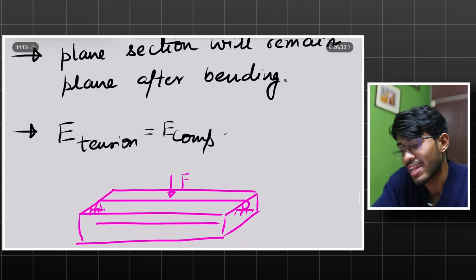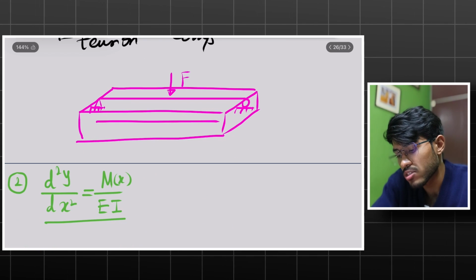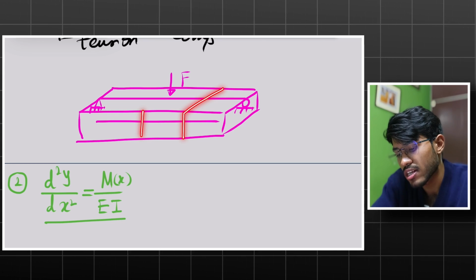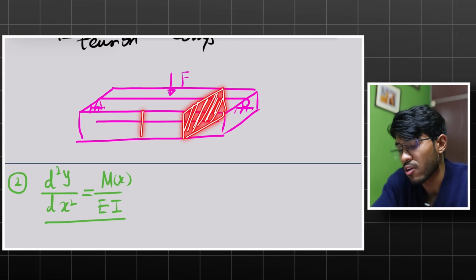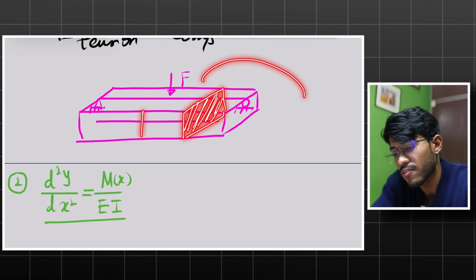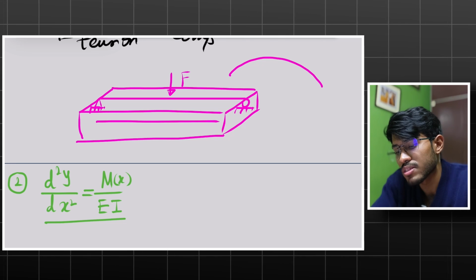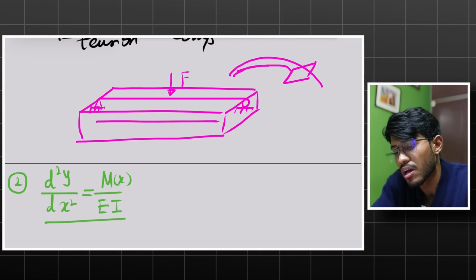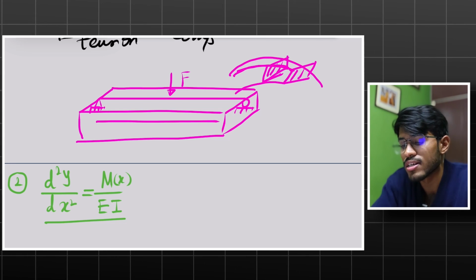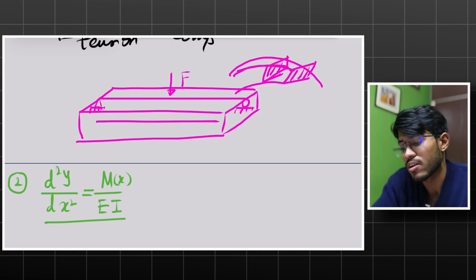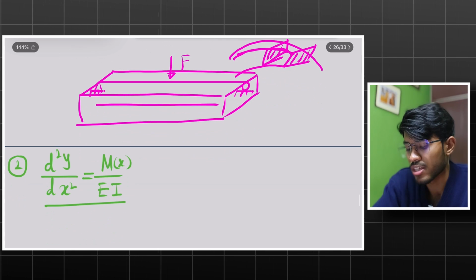And now the plane section will remain plane after bending. So what does this mean? If I have a section here which was plane before any kind of bending, after bending also it will be plane. If this is my bending plane, the beam will be something like this, but at every section, if it was plane earlier, then it will be plane after the bending also. And E tension is equal to E compression. This is just an assumption.